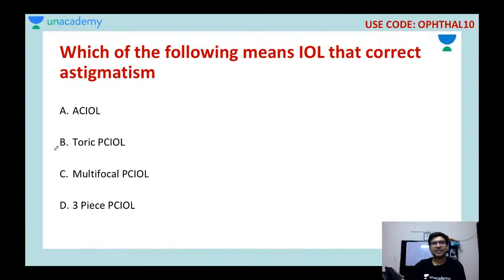So very good, it is the toric IOL. So remember, whenever we have astigmatism, it is corrected by the toric IOL. Now what is the meaning of toric IOL? Astigmatism basically means that there is a cylindrical power.